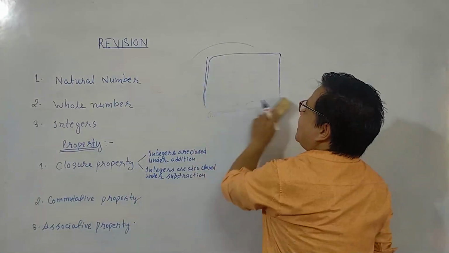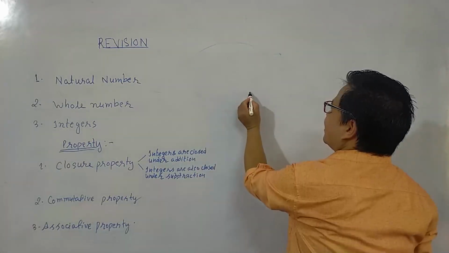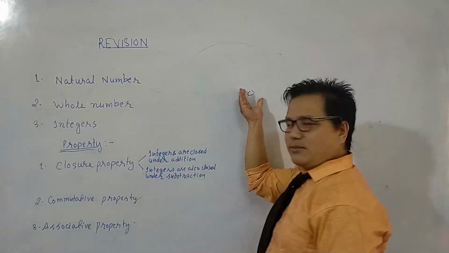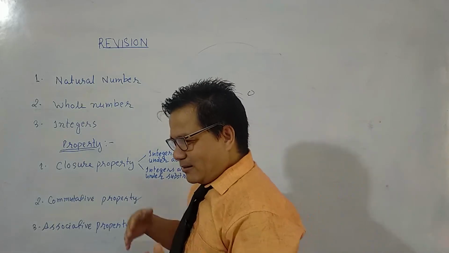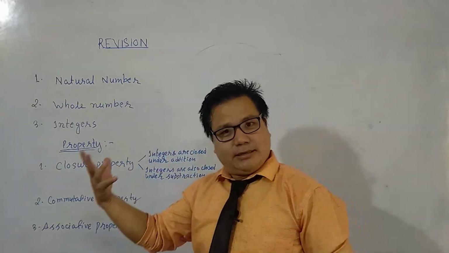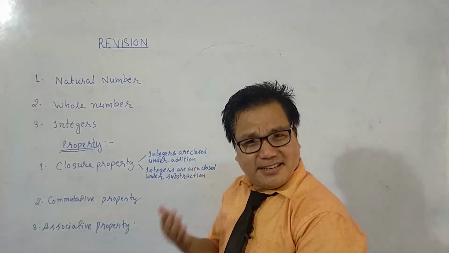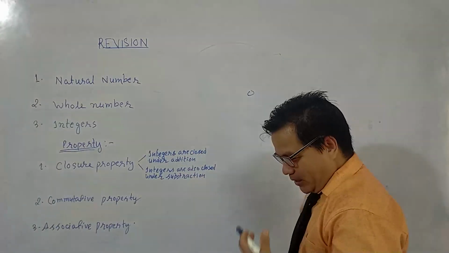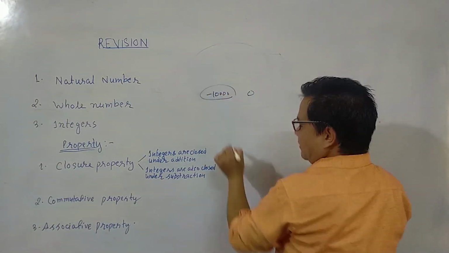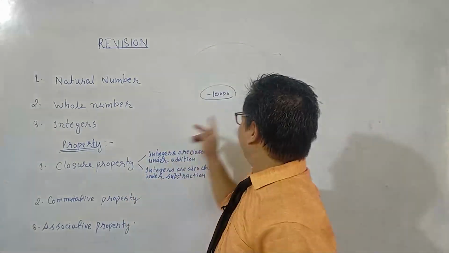Then integer. What comes then? Suppose I don't have any money in my pocket, then it becomes 0. But if I have some loan, I have to give some money to others. That loan is lesser than 0. Suppose I have a 10,000 loan. That means less than 0.